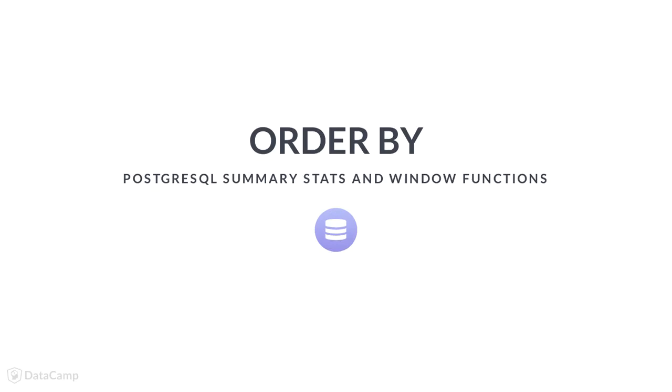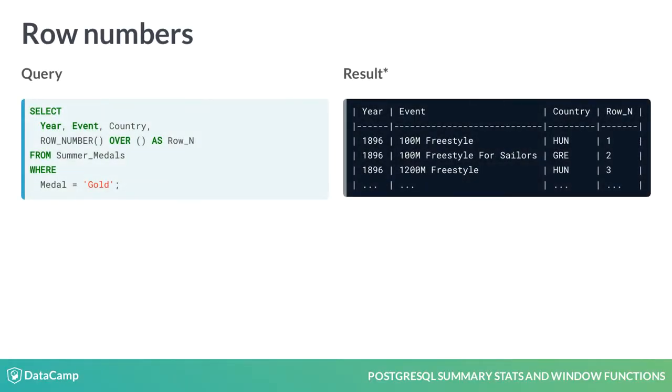In the previous video, you learned the basics of a window function. In this video, you learn about order by, one of the subclauses within the over clause. Recall the row numbering query from the last video. The first row's number is 1, the second is 2, and so on.